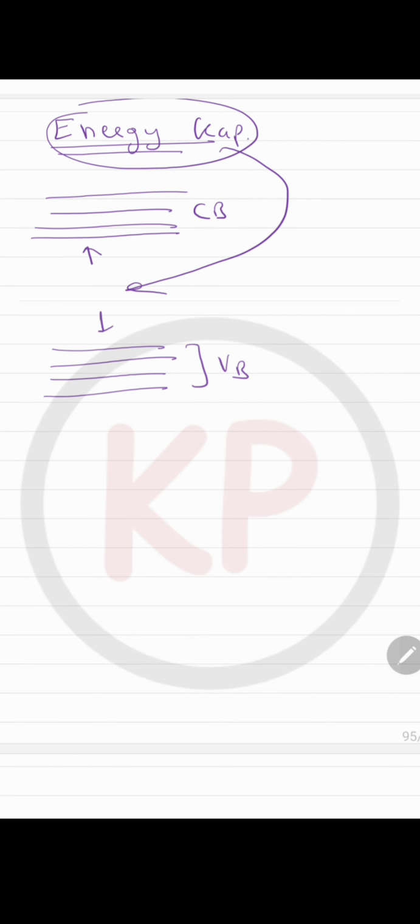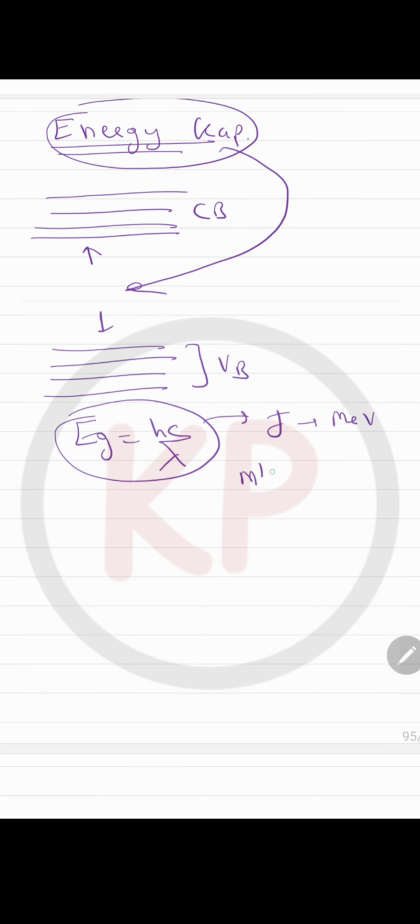Energy gap is the gap between the conduction band and the valence band. Suppose this is the valence band, VB, and this is the conduction band. There is a gap between these two, and this gap is called the energy gap. The energy gap is given by the formula Eg = hc/lambda. As it is energy, its unit is joule, also taken in terms of electron volt. Its dimensional formula is M1 L2 T^-2.